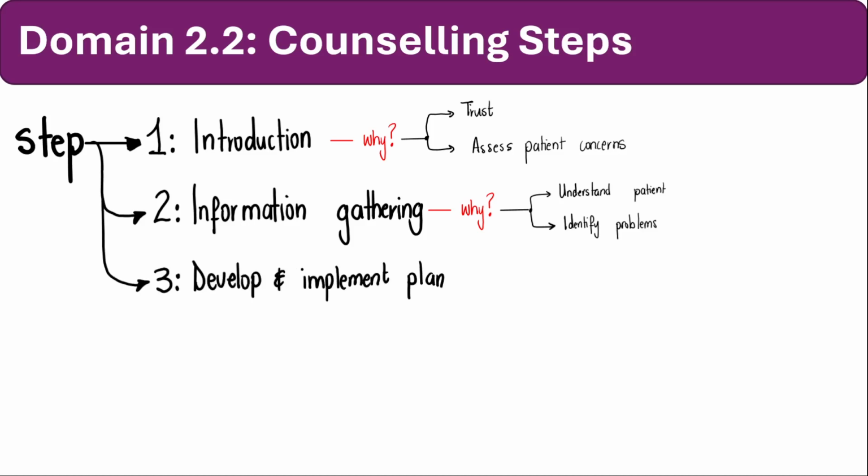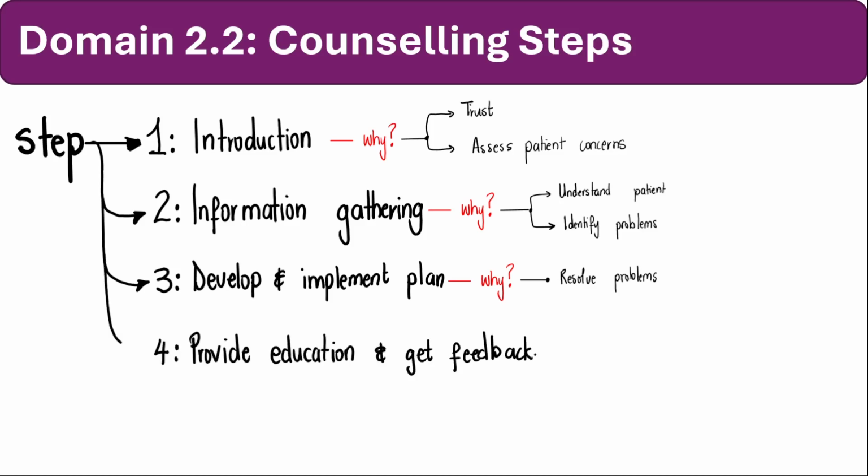And then in phase three, or in step three, you are developing and implementing a plan. Now you are deciding what to do based on the information that you have. You are addressing any problems and guiding the patient during this process. The reason for doing this, like I said, is to resolve any problems that the patient may be presenting with, to ensure that the counseling session is tailored to the patient's needs.